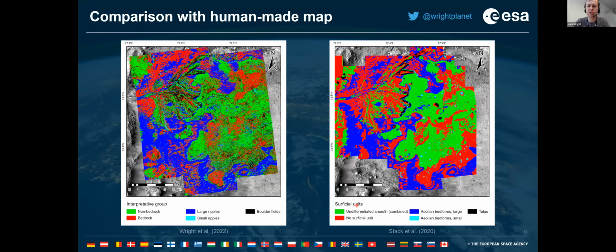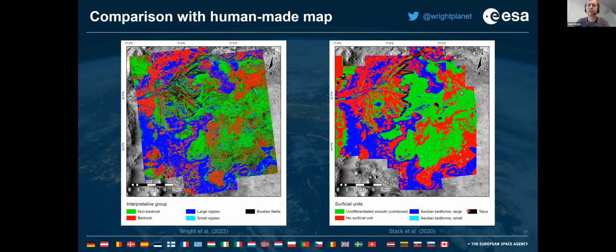This isn't their full geological map. This is a geological map of the surface materials, or what we would call on Earth the drift, the unconsolidated material on top of the bedrock geology. So in green, we have their sort of smooth, loose material. In blue, we have their large aeolian bed forms, which corresponds roughly to our large ripples. We have their small aeolian bed forms in a sort of cyan color, which corresponds to our small ripples.